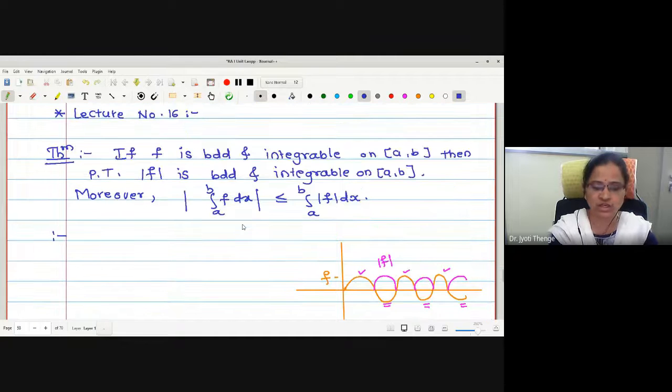First, we have to show that mod f is bounded, knowing f is bounded and integrable. Let me do this as a first step. Step number 1: to prove that mod f is bounded.